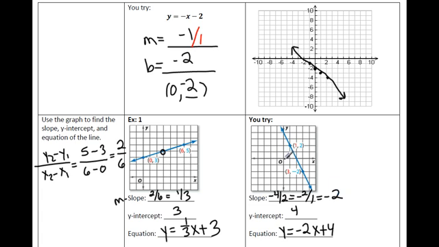My y-intercept, I count above the origin. The line crosses 4 spaces above the origin. There wasn't an exact point there, but I could put it there because the line touches. So my y-intercept is 4. So when I put them together, my equation is y equals negative 2x plus 4.